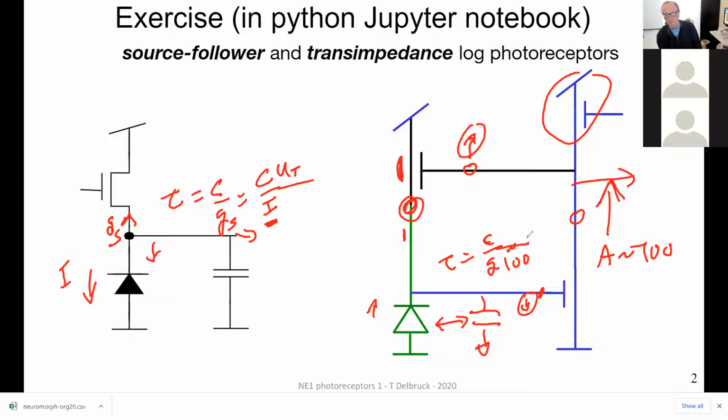That's why it's called a transimpedance amplifier, because you kind of move the impedance away from the input node and put it back in a feedback loop. Does everybody follow that?